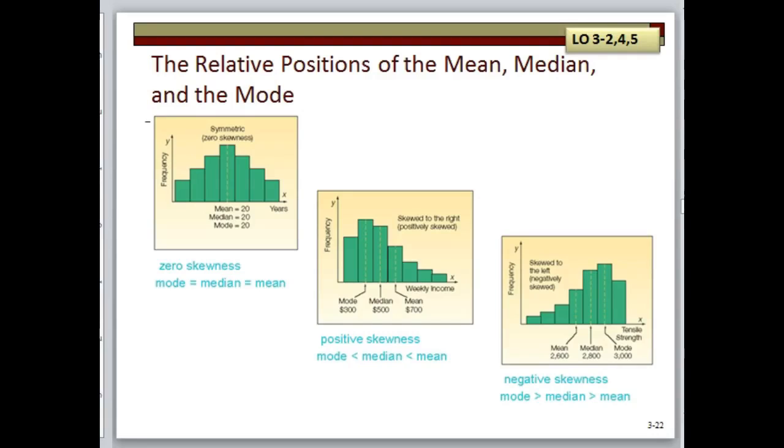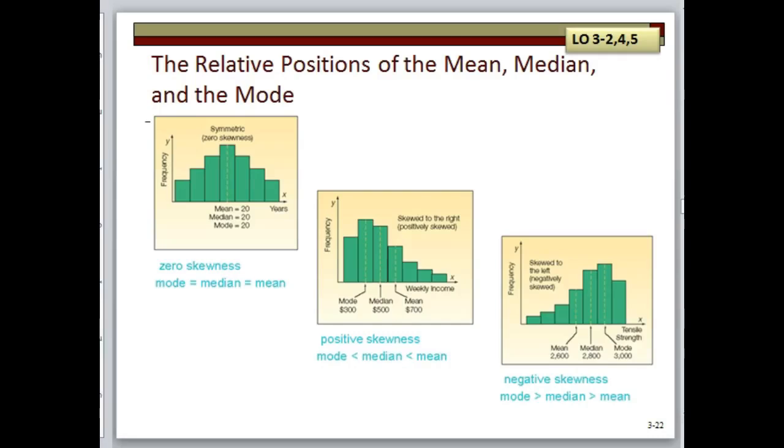For this symmetric population, the number of years corresponding to the highest point of the curve is the mode, 20 years. Because the distribution is symmetrical, the median corresponds to the point where the distribution is cut in half, 20 years. Logically, any of the three measures would be appropriate to represent the distribution's center.